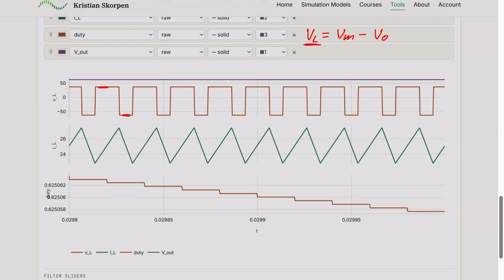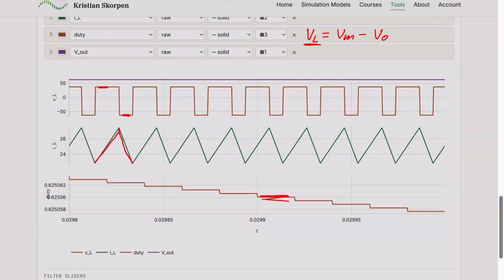And what this results in is that we get a lower slope when the current increases, and then a steeper slope when the current decreases. And that is simply because the voltage changes. But what this controller does automatically is it changes the duty cycle, which you can see here, to a value where we still are in steady state. Because if you don't change the duty cycle, you will see that the average current would start to increase or decrease.